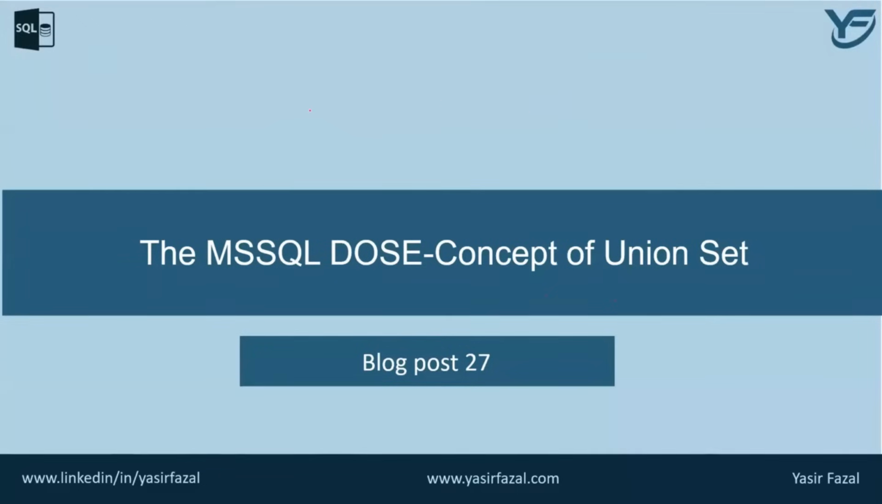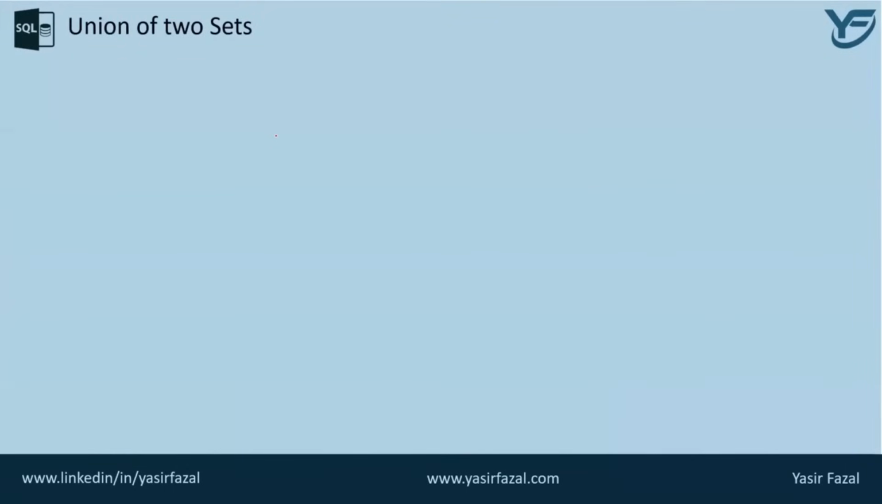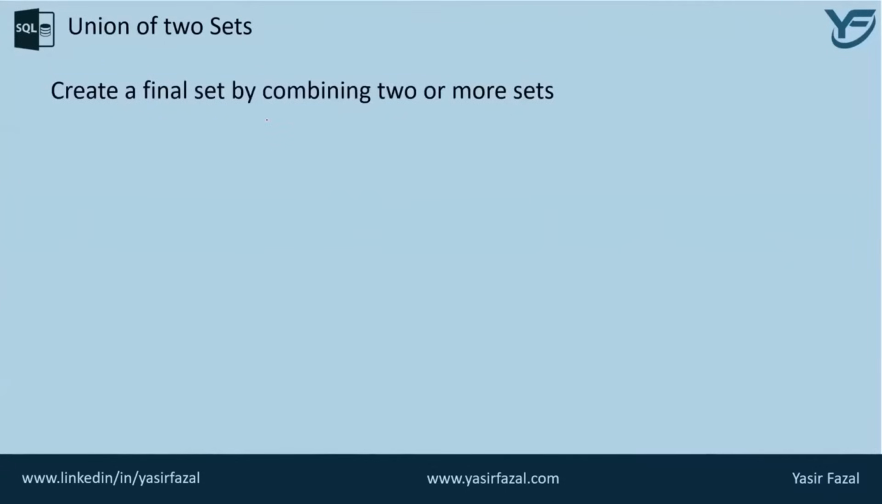Welcome to my new blog post 27, and in this blog post I'm going to discuss the concept of union sets in set theory. So let's start. When we talk about the union of two sets, what does that mean? It means that we are going to create a final set by combining two or more sets. You need at least two sets in order to create a union.